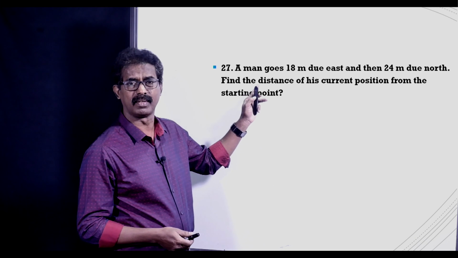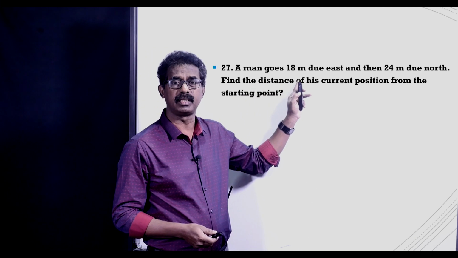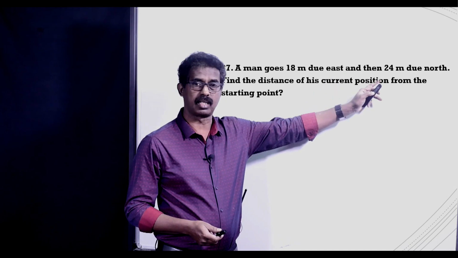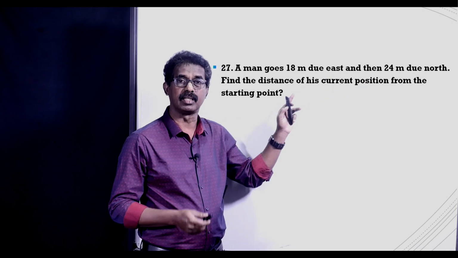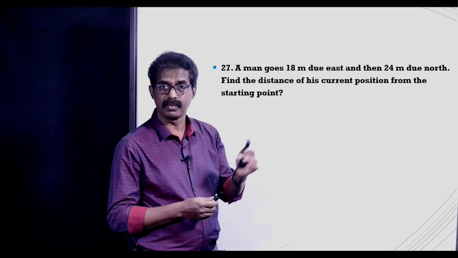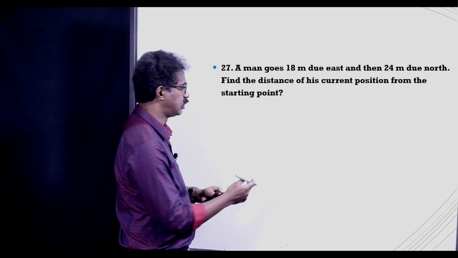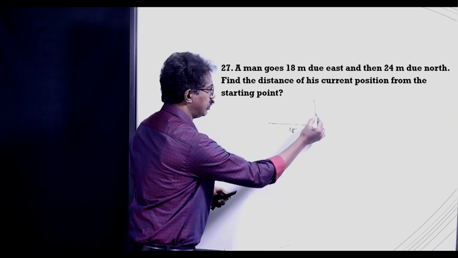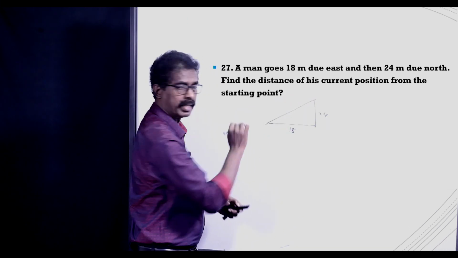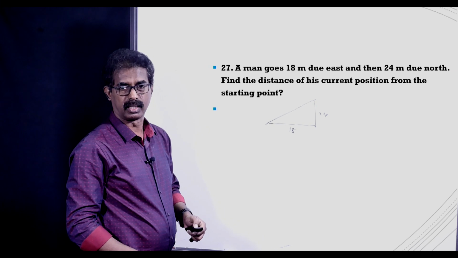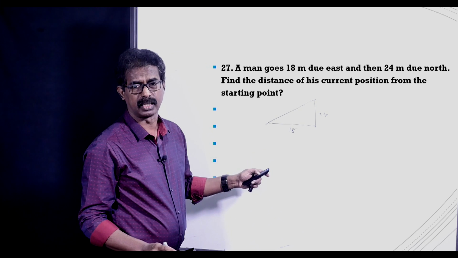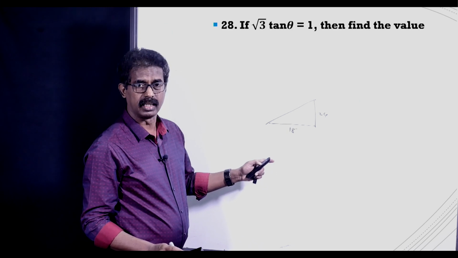Now question number 27. A man goes 18 meter due east and 24 meter due north. Find the distance between the starting point and the final point. In the previous paper we discussed this. So still this is 18 and this is 24. They asked to find this using Pythagoras theorem. You can do this one, right? Now when you simplify this, you will get the answer for this.